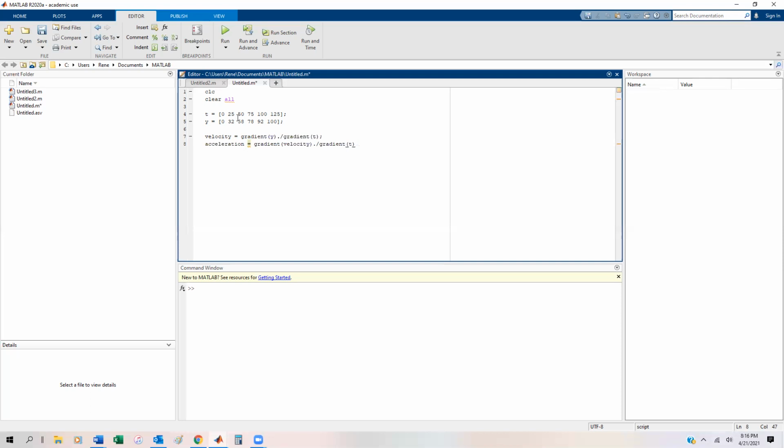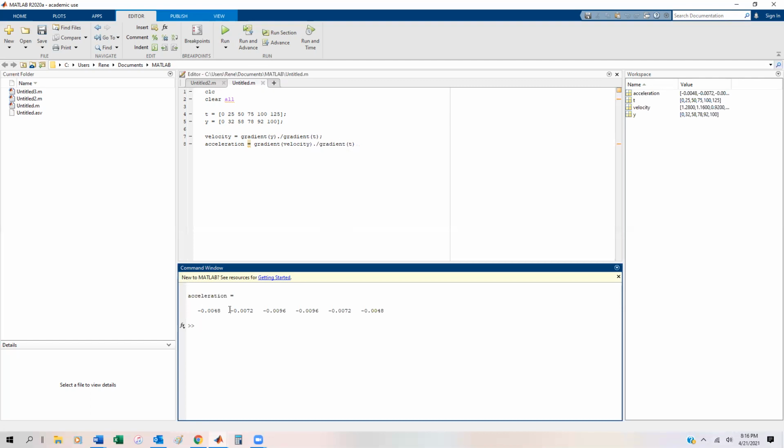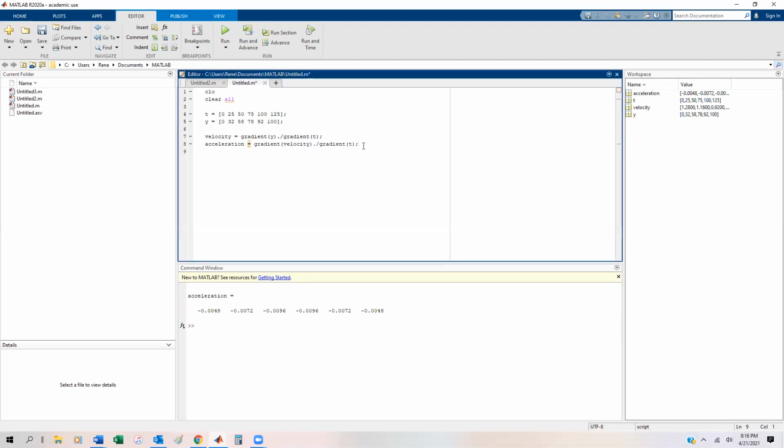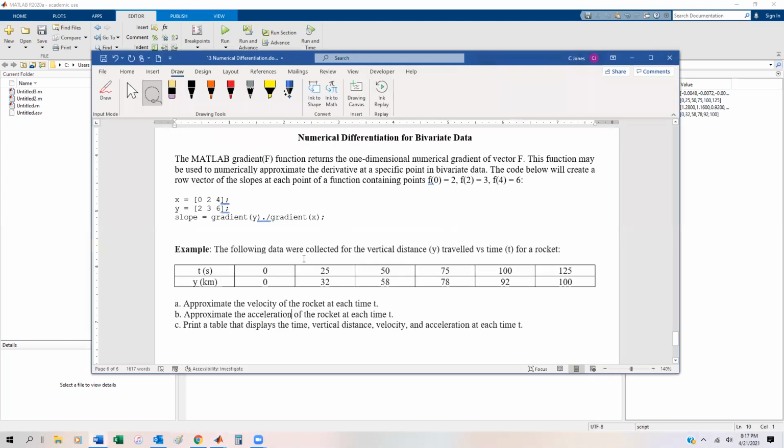And just to show you, the output of this is actually going to be a vector. If we run this, this is the acceleration at time 0, the acceleration at time 25 seconds, the acceleration at 50 seconds, etc. So just making sure we understand what we're getting here. That's actually parts A and B, where we approximate the velocity and we approximate the acceleration. Now let's print a table out.